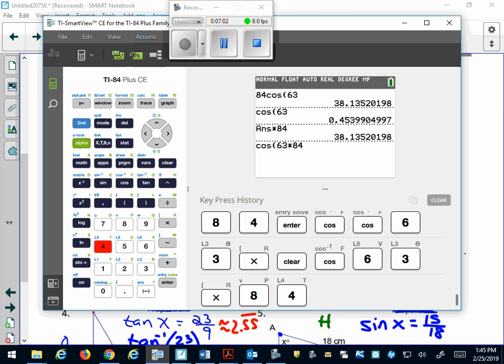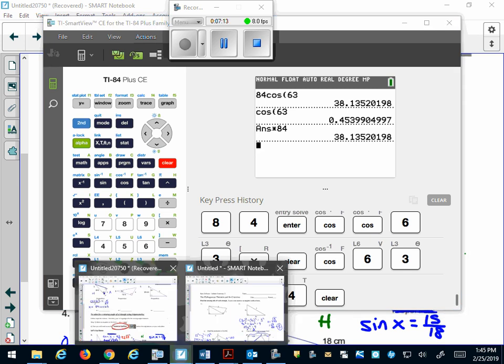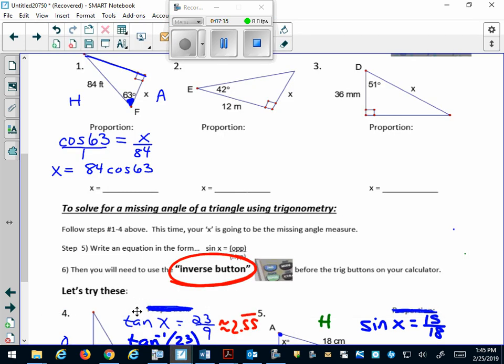Now, you could do cosine 63 in parentheses and then times 84, but like I said, I really think the best way to do it is get in the habit of doing that 84 first. 84 cos 63. Okay, sorry, I know that was long-winded, but I find that people make a lot of mistakes that way. This is, what was it, 38.14 or something? Was that right? Okay, let's do the next one.